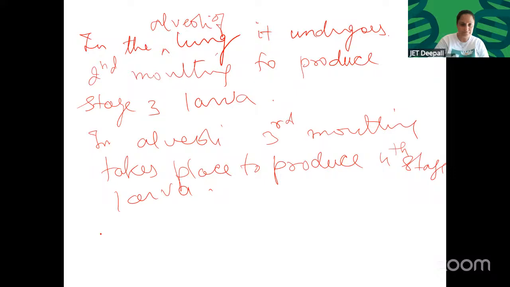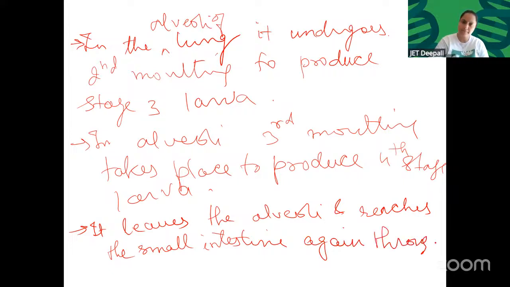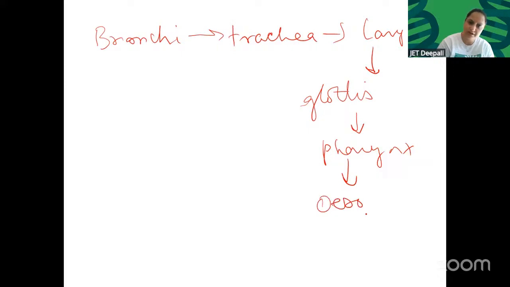It leaves the alveoli and reaches the small intestine again through, now we will write the path: bronchi, trachea, larynx, then glottis, then pharynx, then esophagus and stomach.